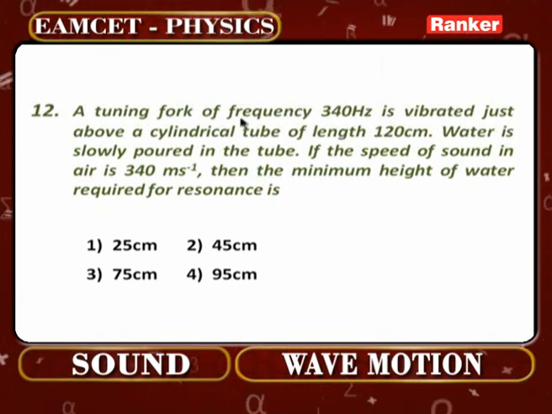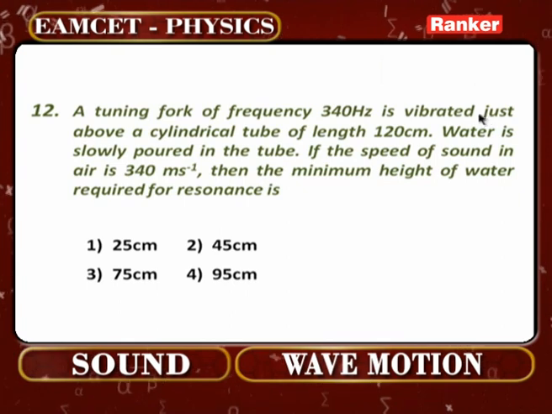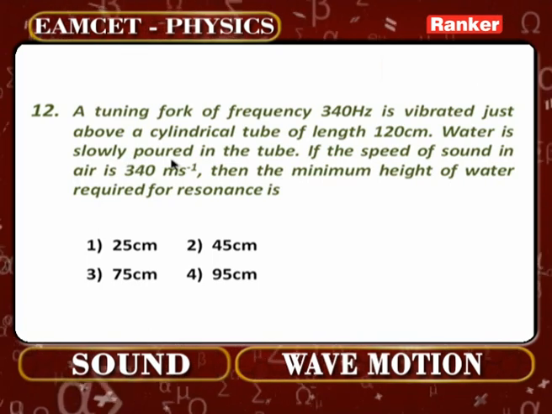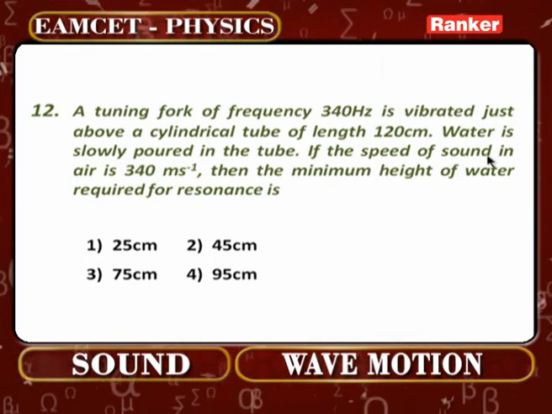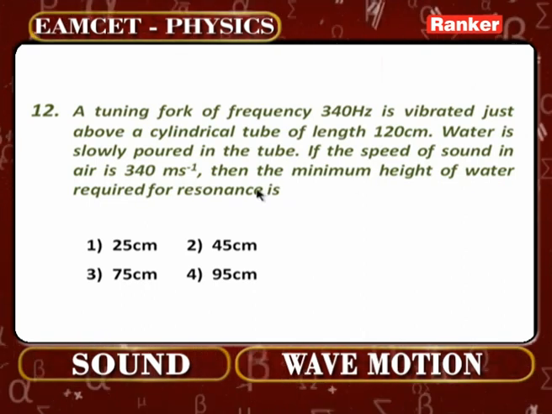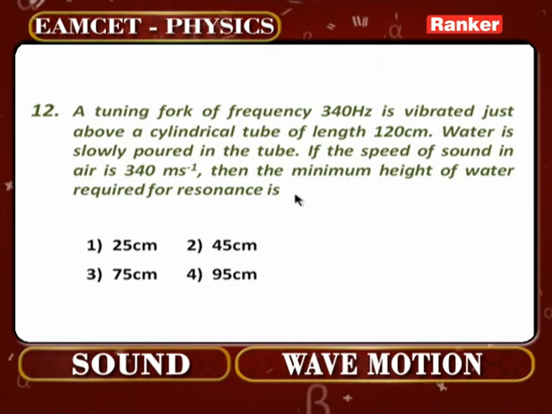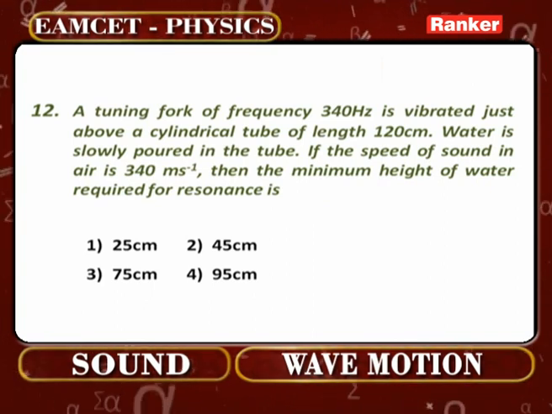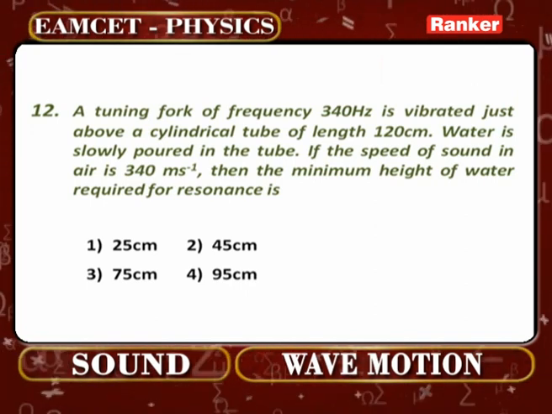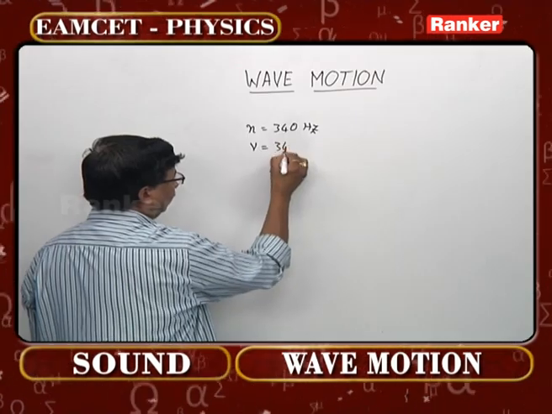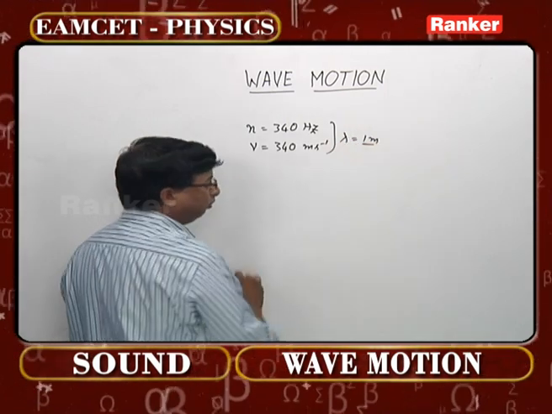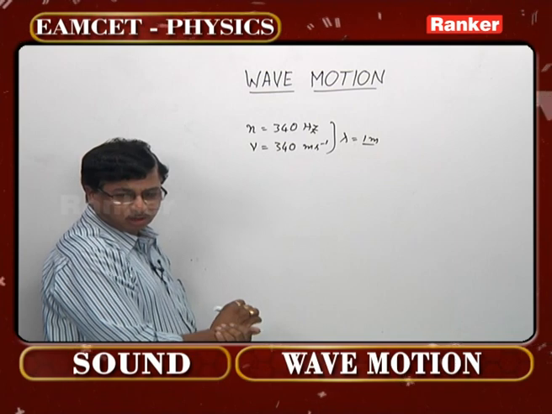A tuning fork of frequency 340 Hz is vibrated just above a cylindrical tube of length 120 centimeter. Water is slowly poured in the tube. If the speed of sound in air is 340, then the minimum height of water required for resonance is? Even this type of question has been given in previous Eamcet papers. Now look carefully, frequency is given 340 Hz. Speed of sound is given again 340 meter per second. Then you can understand lambda value will be 1 meter. So that is one area you have to take up.